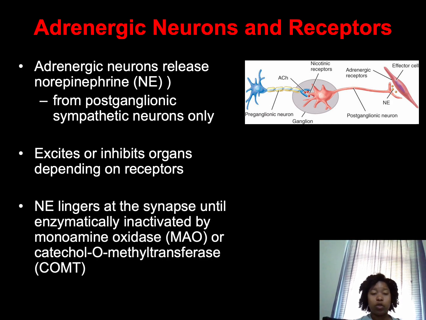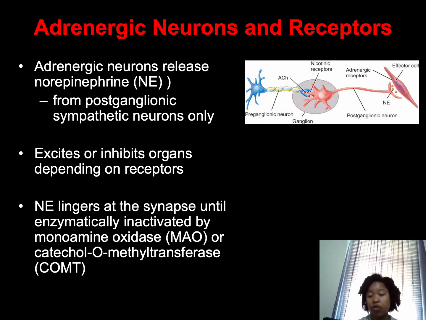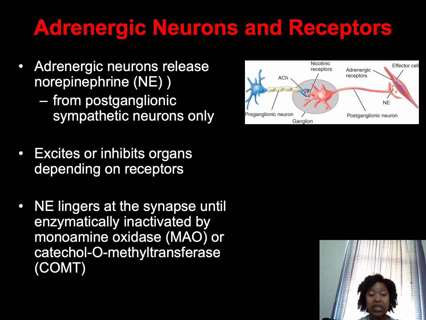But norepinephrine will linger at the synapse until it's enzymatically inactivated by monoamine oxidase, often called MAO, or catechol-O-methyltransferase, which is COMT. So that norepinephrine will stay in the synapse, so it will continuously cause effects until it is enzymatically inactivated by MAO or COMT.